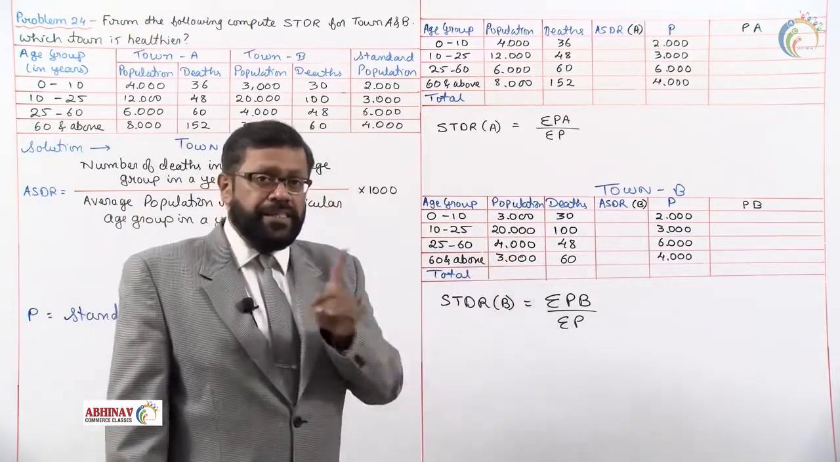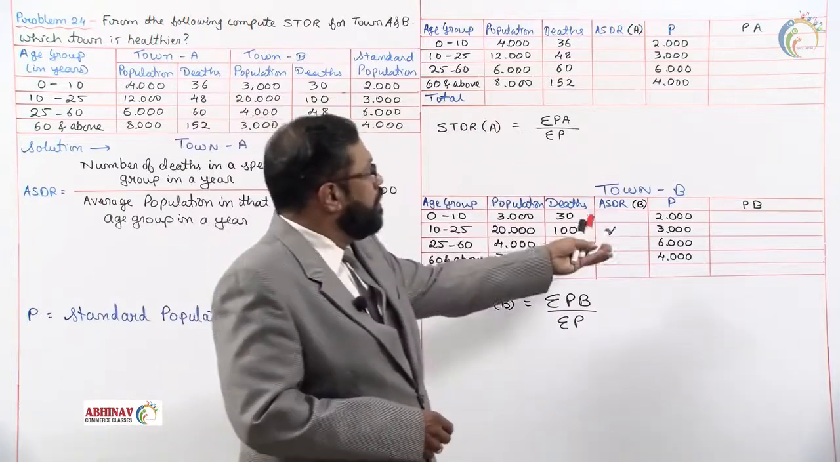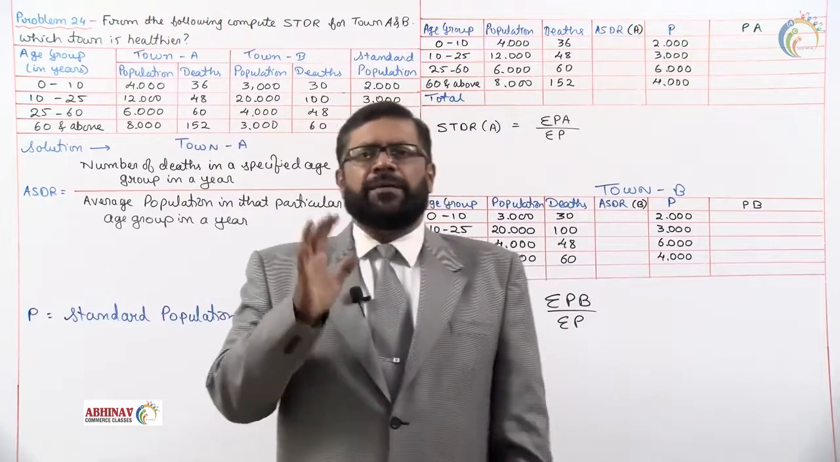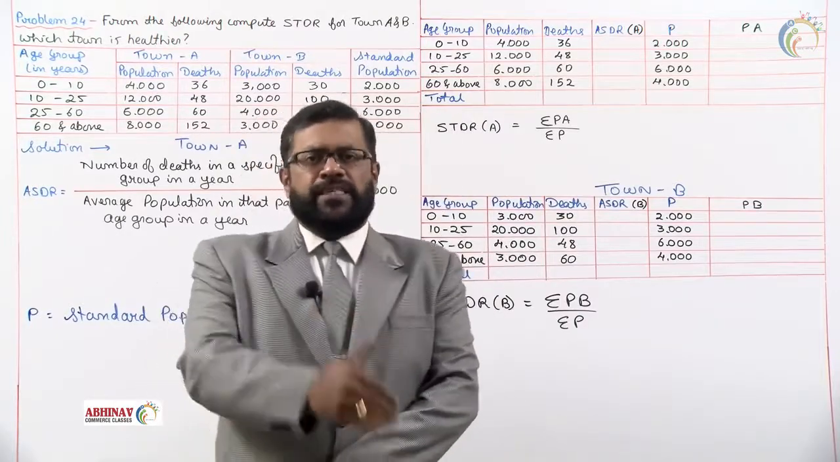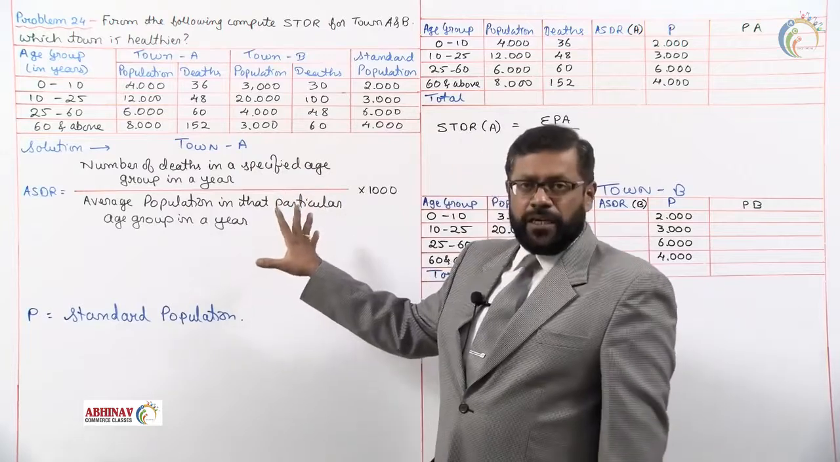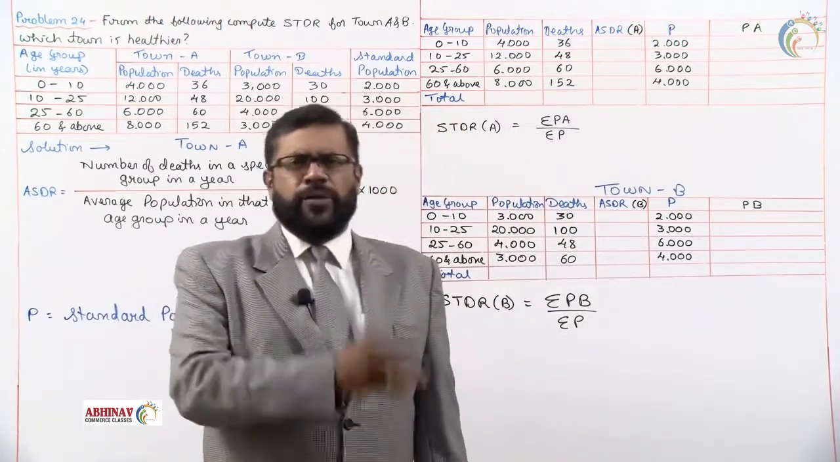Standard population remains standard for each of the two towns. It remains the same. Check it out. Standard population won't change. Once these tables have been kept ready, then we start the calculation. First, for town A, we'll start with ASDR. One calculation for ASDR will be shown in the problem, the remaining we will do directly.